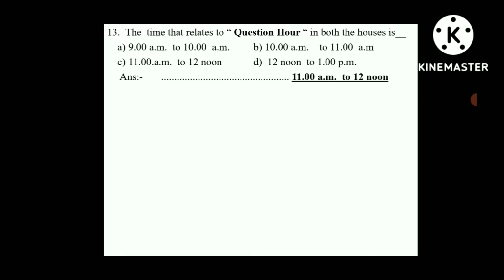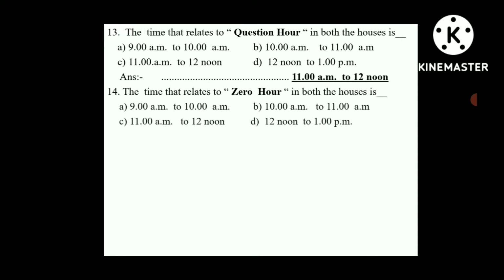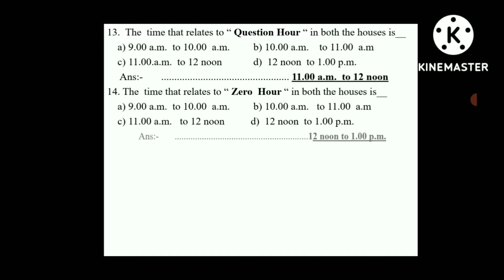The next question is again related to an hour of importance in our parliament, and it is zero hour. Which time is known as the zero hour? Is it 9 am to 10 am, 10 am to 11 am, 11 am to 12 noon, or is it 12 noon to 1 pm? So kindly try to distinguish between question hour and zero hour. So this is 12 noon to 1 pm. So 12 to 1 pm is the correct answer.